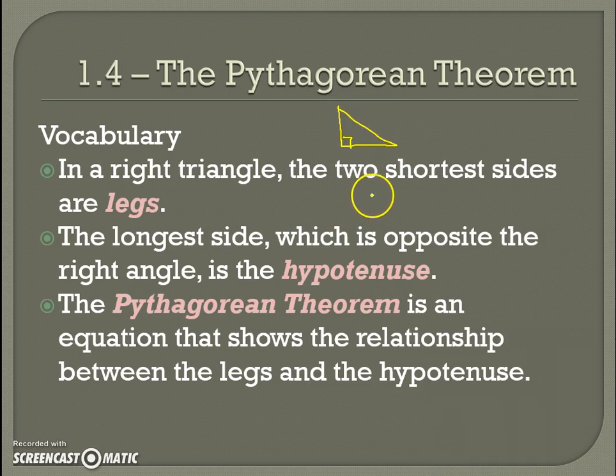It says the longest side, which is opposite of the right angle, is called the hypotenuse. So this long side that's opposite of this angle, that right there is the hypotenuse. The Pythagorean theorem is an equation that shows the relationship between the legs and the hypotenuse, where we call one leg A and we call the other leg B. It does not matter which is which. Those are interchangeable. And then we always call the hypotenuse C. The Pythagorean theorem gives a relationship between those values, so that A squared plus B squared equals C squared.